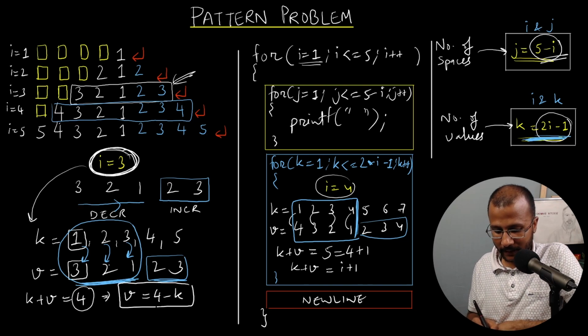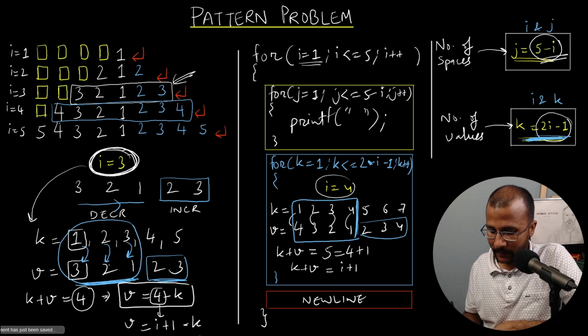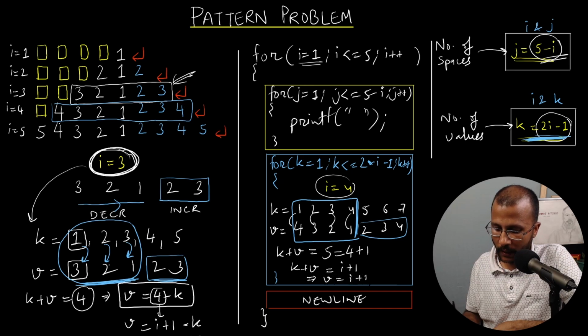Similarly here, instead of 4, I have to write, here i is 3, so instead of 4, I have to write i plus 1. 3 plus 1 is 4 minus k. So I say v is nothing but i plus 1 minus k. Similarly here also, if I solve this, I get v equal to i plus 1 minus k. And in both cases, if you see, I get the same pattern, that is, the value that I need to print is i plus 1 minus k. So I'll just note it down here. The value to be printed is i plus 1 minus k.